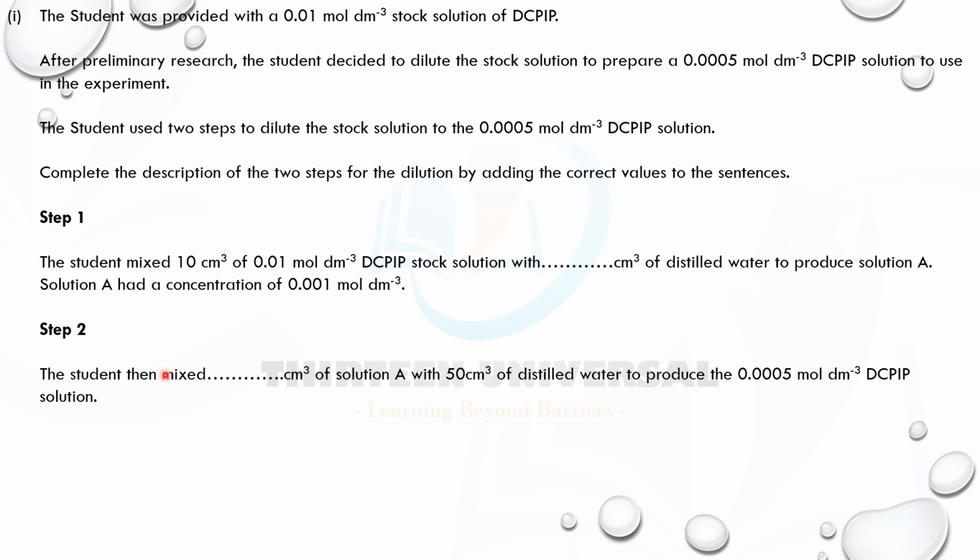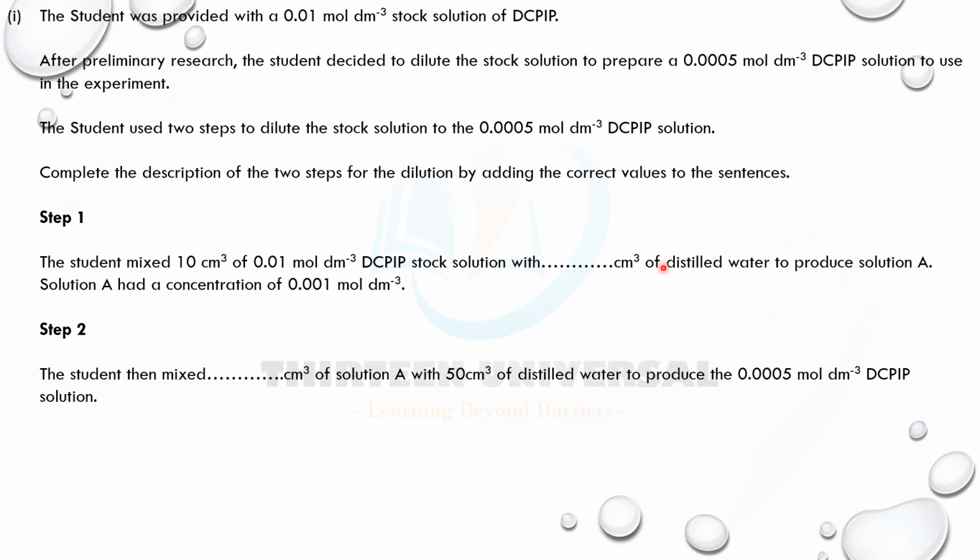The student then mixed that same 10 cm cube of solution A with 50 cm cube of distilled water to produce the 0.0005 mole per dm cube DCPIP solution, guys. Now this is dealing with dilution. In our advanced practical skills paper 3 videos, I discussed it a lot, but let's do it. Pause this video and try to do it by yourself.